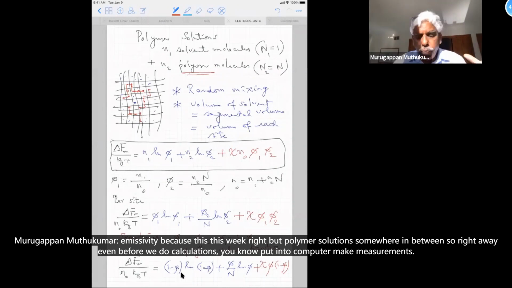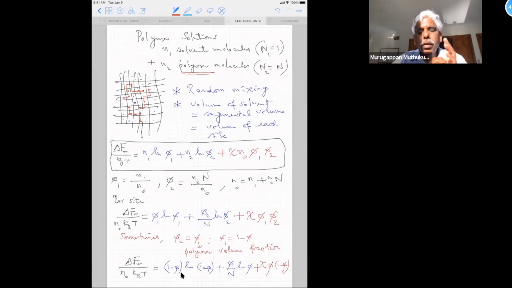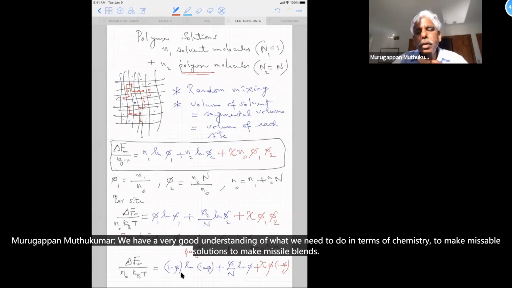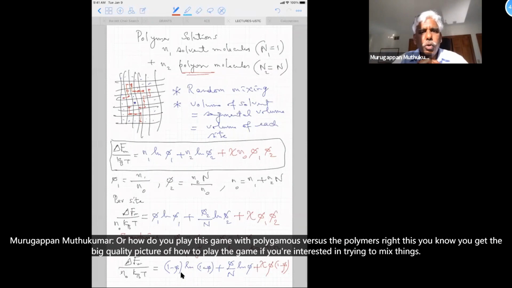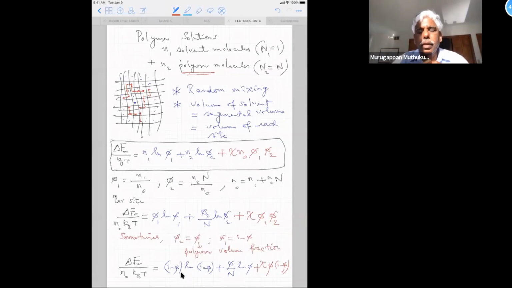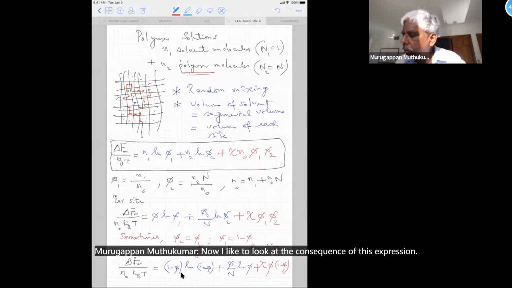So right away, even before we do calculations, put it into a computer, or make measurements, we have a very good understanding of what we need to do in terms of chemistry to make miscible solutions, to make miscible blends, or how you play this game with the oligomers versus the polymers. You get the big qualitative picture of how to play the game if you're interested in trying to mix things. Okay. Now, I like to look at the consequence of this expression.